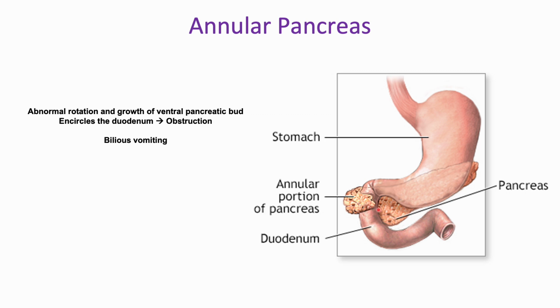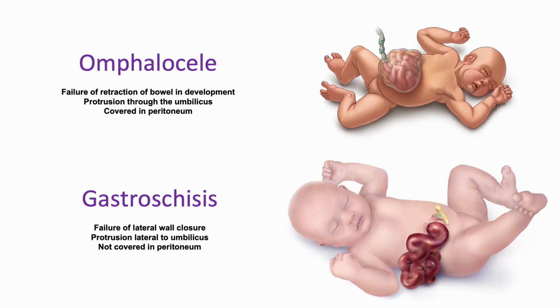And so because this is often after the biliary tree has entered, you're going to get bile in the vomit, so we're going to call this bilious vomiting. Okay, so bilious vomiting coming up and out. Okay, so that's annular pancreas caused by abnormal rotation of the ventral pancreatic bud.